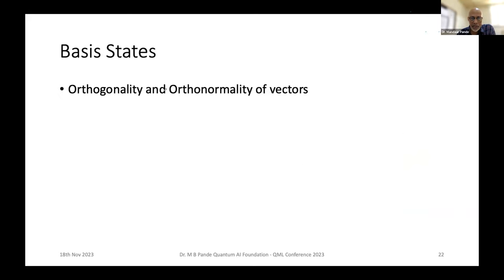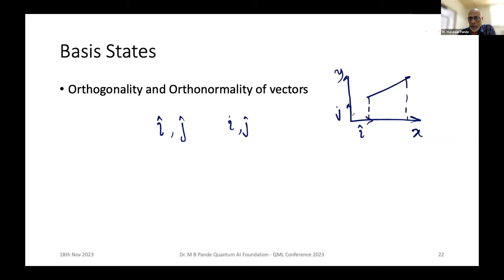I just spoke about basis states. So I can say that if I have three vectors which are orthogonal to each other, or two vectors, let's say I is a unit vector and J is another unit vector, then I and J form a set of bases or basis functions so that I can represent any general vector in terms of this I and J. So if I have this x direction with a unit vector I and a unit vector J over here, which is in the y direction, then any general vector over here can be represented in terms of I and J.